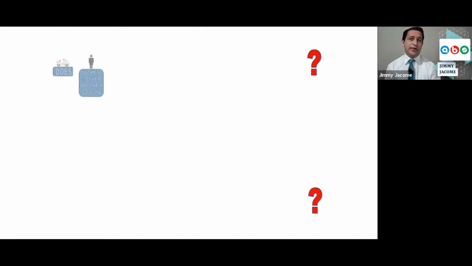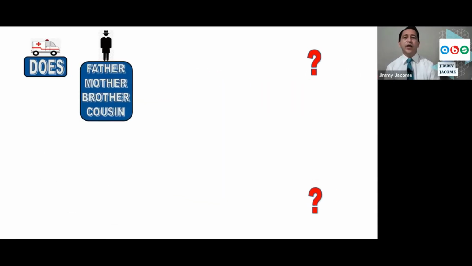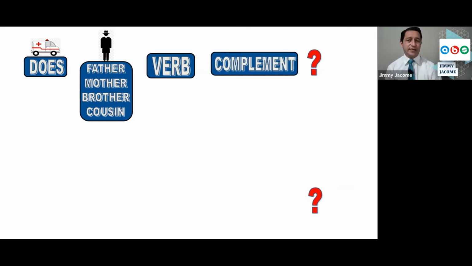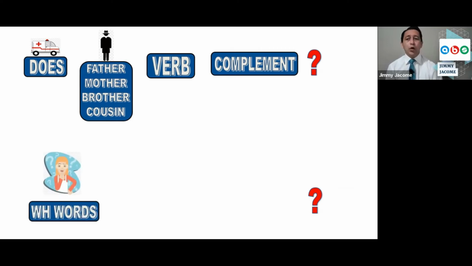After that you have learned to use does with the third person singular. For example, does your father, does your mother, does your brother, does your cousin, and a verb. Does your father work on Mondays? Does your mother cook in the morning? Does your brother study English in the morning, in the afternoon? Does your cousin go to the supermarket at 9 a.m.?